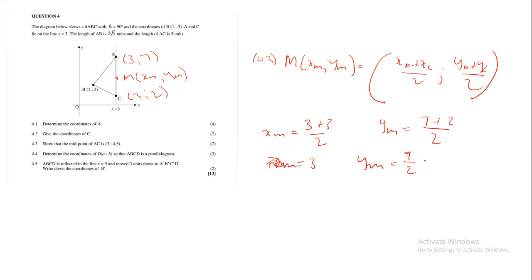So remember, 9 over 2 also is the same as 4,5. And therefore, we're going to say, oh my God, we have 9 minutes left. And therefore, we're going to say coordinates of M, which is the midpoint, is going to be 3 is to 4,5. We just showed, okay, these are the coordinates of the midpoint, okay? That will be number 4.3. And therefore, I move to 4.4.